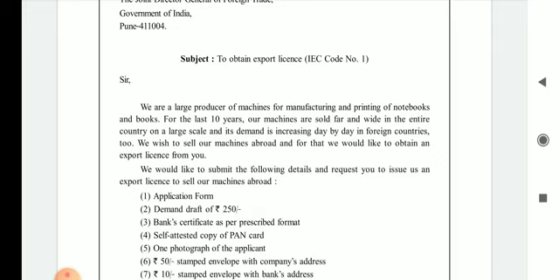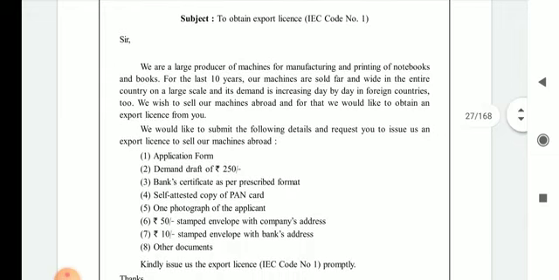Sir is the salutation. It writes that we are a large producer of machines for manufacturing and printing of notebooks and books. See, they are providing their introduction that they are a large producer of machines for notebooks as well as books. For the last 10 years, our machines have been sold far and wide in the entire country on a large scale, and their demand is increasing day by day in foreign countries too.